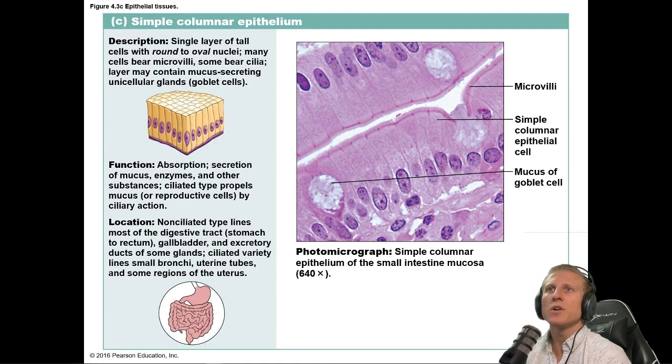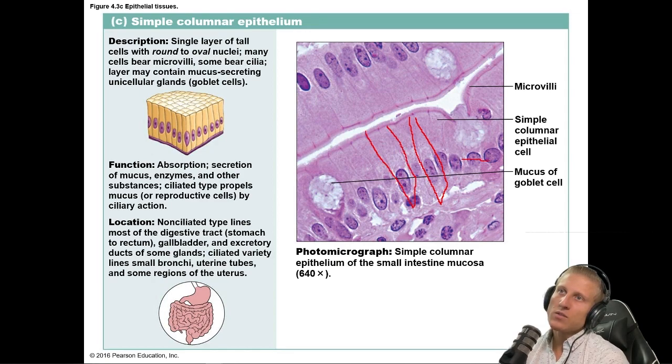Then we have simple columnar. Here we're looking inside of some portion of the intestine. Where does it say this is? It doesn't specify. But inner lining of the small intestine. So here we can see these are our cell structures, right? Makes sense. And notice that the nuclei are all relatively along the same line.